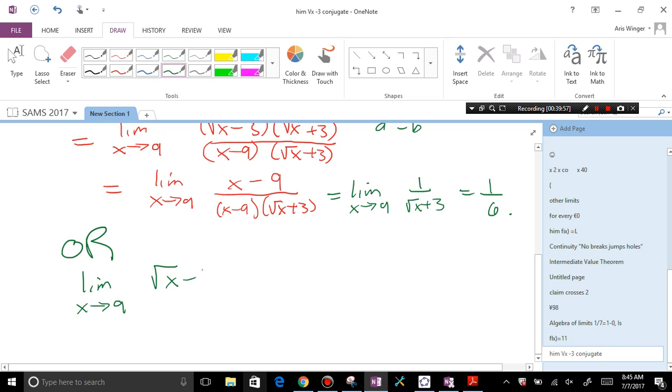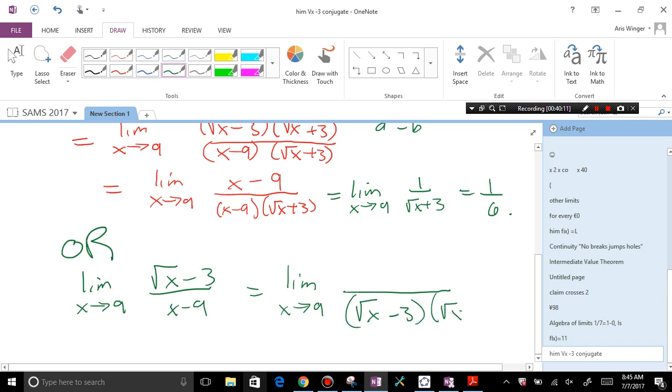The limit as x tends to 9 of the square root of x minus 3 over x minus 9. I can't even do this. This is crazy, right? The limit as x goes to 9, and then x minus 9 is the square root of x minus 3 times the square root of x plus 3. So you could just know that. Okay, and then they cancel, and then it's over.